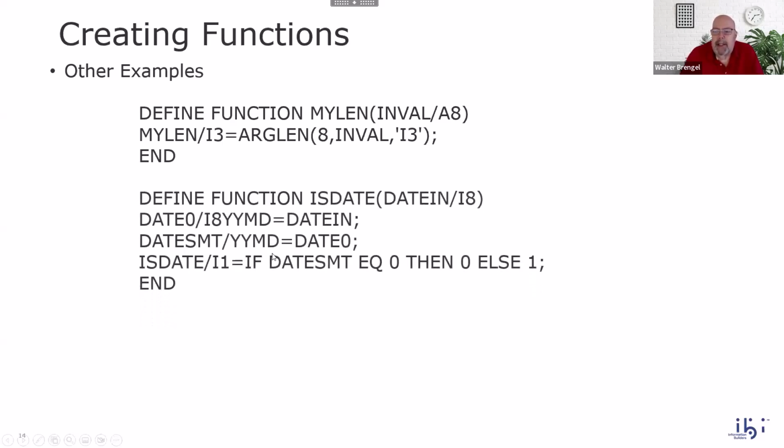I have one to determine, is a field a date? Is this a valid date value? I have a CRT form, so people can input values, and I want to make sure that the date they're putting in is a valid date. So what I do is I take the date that they're putting in, put it into an I8YYMD, and then I move that into a smart date. And if it winds up being the value 0, then it's not a valid date. If it has a valid offset, then it is a valid date. So I return 0 if it's not valid and a 1 if it is valid.